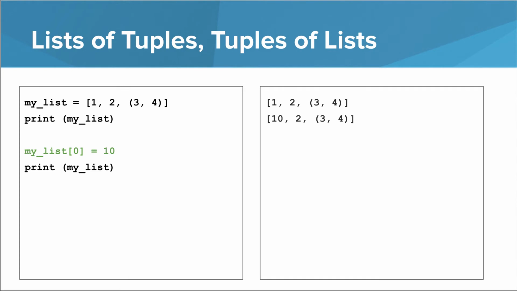Changing the element at index 0 in my list shouldn't be a problem. Lists are mutable, and this doesn't interfere with the immutability of the tuple in the list. Turns out this is fine too. Assigning to index 2 of my list swaps out the tuple 3, 4 for the tuple 4, 5. Remember that immutable things cannot be changed, but they can be replaced.